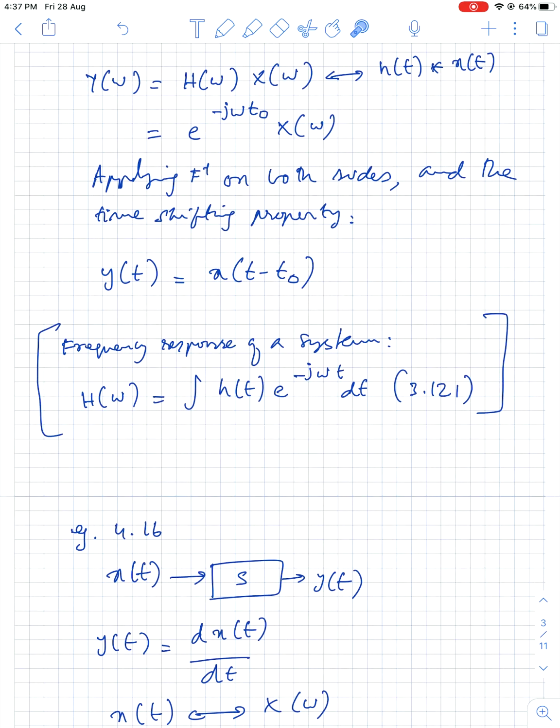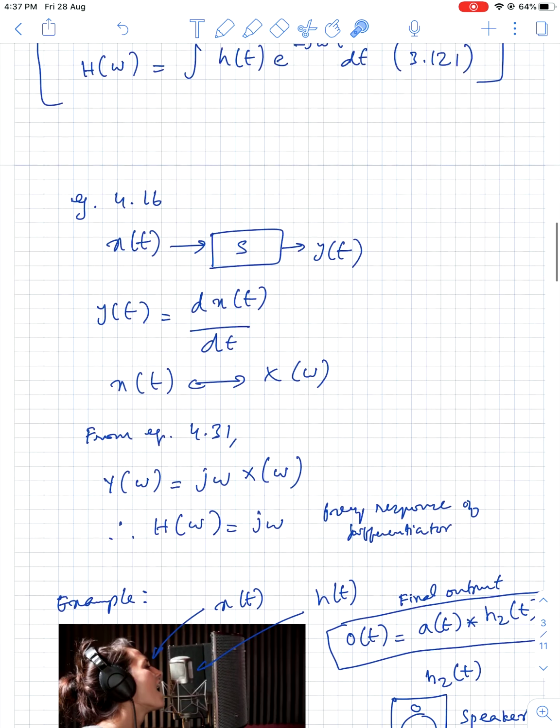So at this point, I hope you remember what frequency response is. If you remember the definition in equation 3.121, in the previous chapter, this was what we defined as the frequency response, where h of t is the impulse response of a system. So now after you have studied the Fourier transform, essentially this expression is nothing but the Fourier transform of the impulse response. So essentially the frequency response of a system is the Fourier transform of its impulse response. Please keep that in mind.